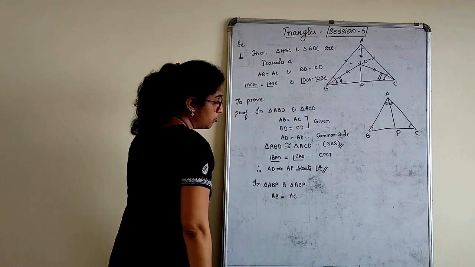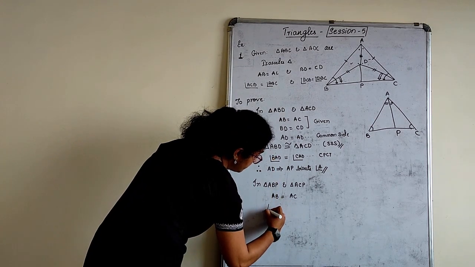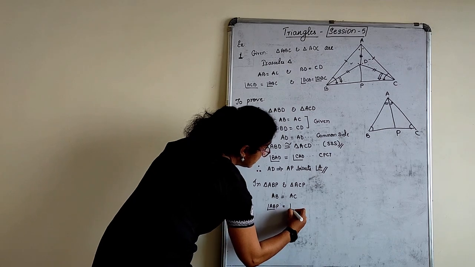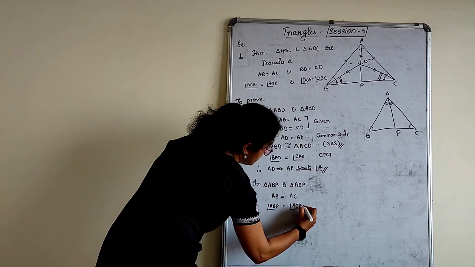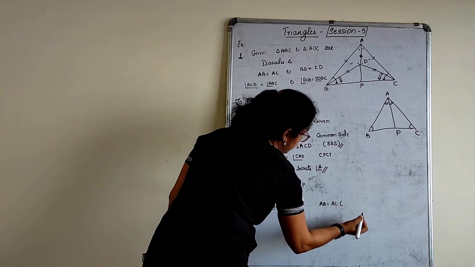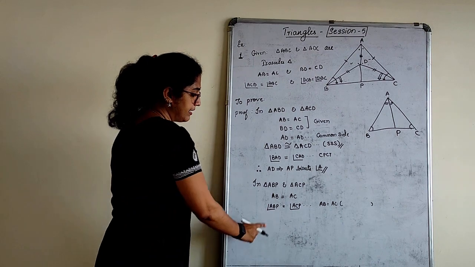AB is equal to AC, written. Then can I tell angle ABP is equal to angle ACP? That's because AB is equal to AC. You can write the reason: angles opposite to equal sides are equal, or given.